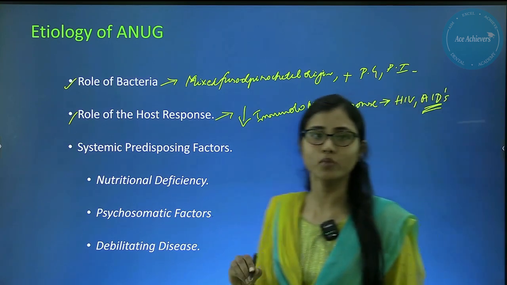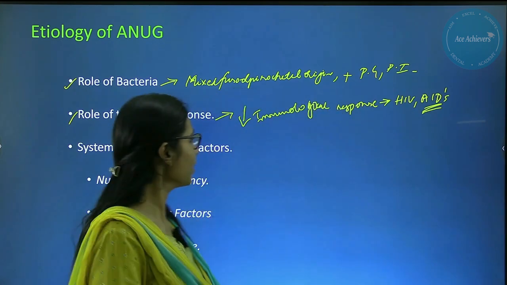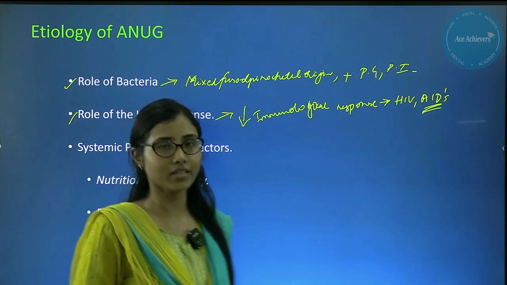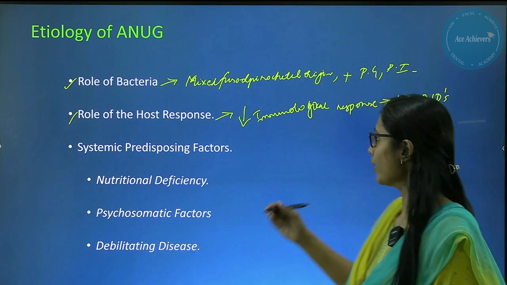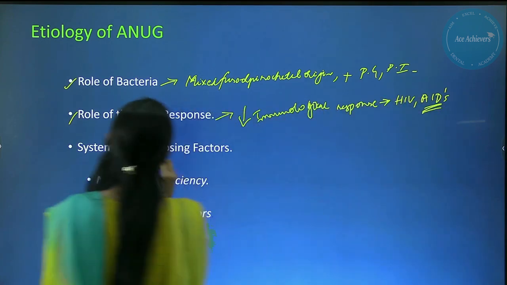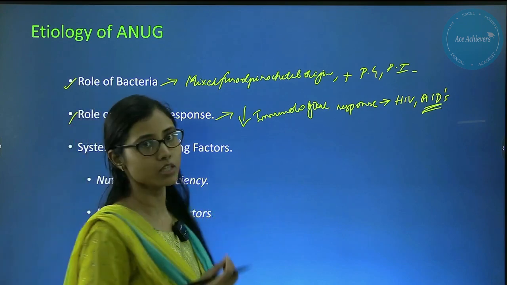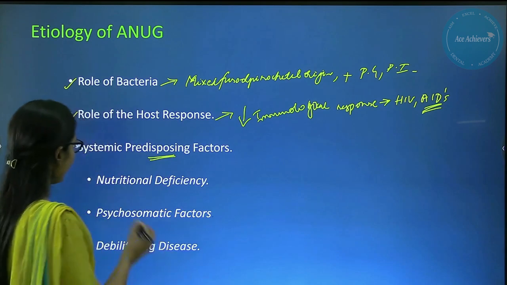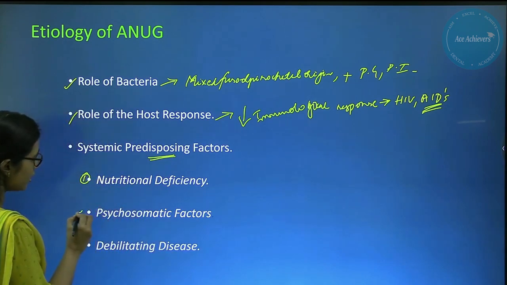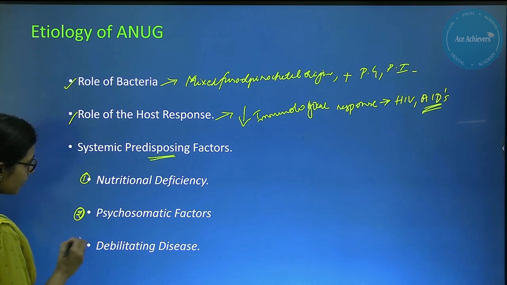Because of the reduced immunological response, they are more prone to developing lesions such as acute necrotizing ulcerative gingivitis and even ANUP and linear gingival erythema, okay. So when we see the other predisposing factors, there are some other predisposing factors which are important for the development of these kinds of lesions, okay. They are nutritional deficiency, psychosomatic factors and debilitating diseases.